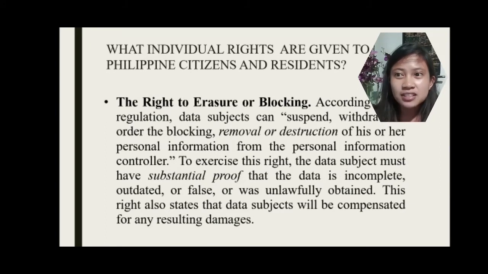So next is the right to erasure or blocking. According to the regulation, data subjects can suspend, withdraw, or order the blocking, removal, or destruction of his or her personal information from the controller. To exercise this right, the data subject must have substantial proof that the data is incomplete, outdated, or false, or was unlawfully obtained. This right also states that data subjects will be compensated for any resulting damages.